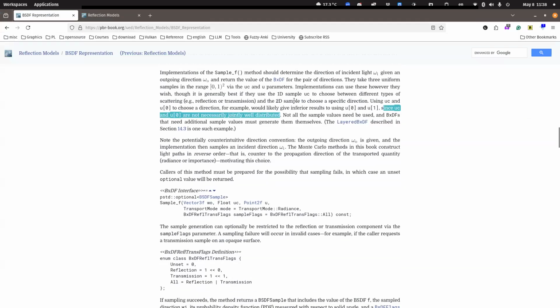Not all sample values need to be used, and a BSDF that needs additional sample values must generate them on the fly.